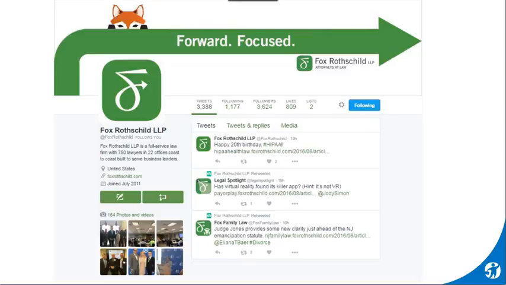And as you will see, if you look at some of the feed here, which was taken probably a week or two ago, they talk about HIPAA, pay or play, and Judge Jones provides some new clarity just ahead of the New Jersey Emancipation Statute. Things that would be of interest to their audience. And so when you're sharing, you really want to make sure that the topics are relevant.